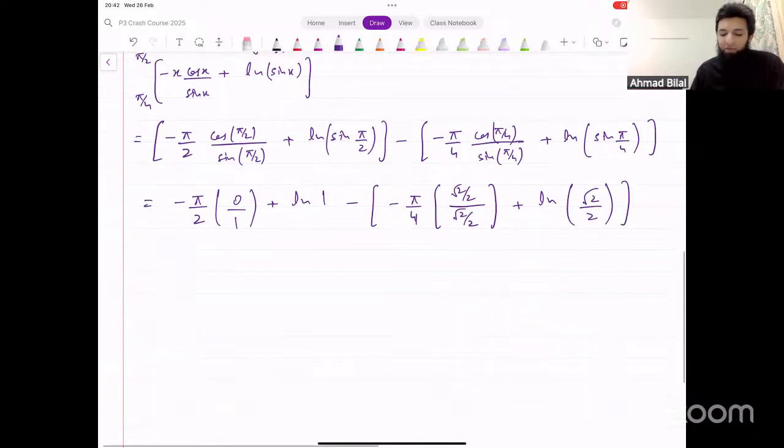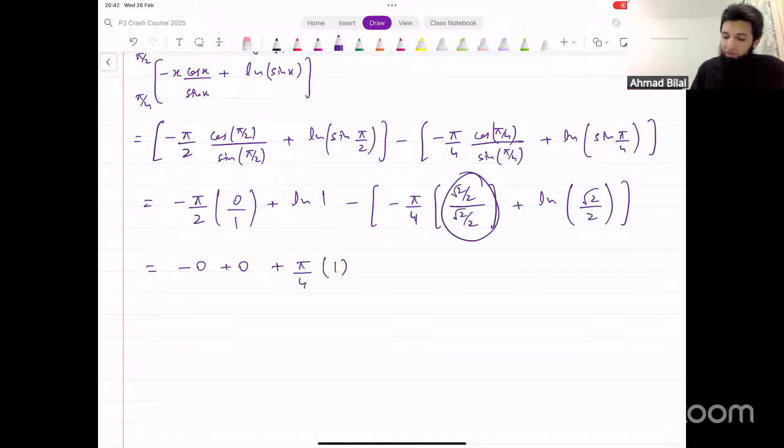Okay, now let's simplify this further. This becomes 0, this becomes 0. These two terms get eliminated. And we have plus pi over 4 times 1, right? This is 1, the numerator and the denominator cancel out.